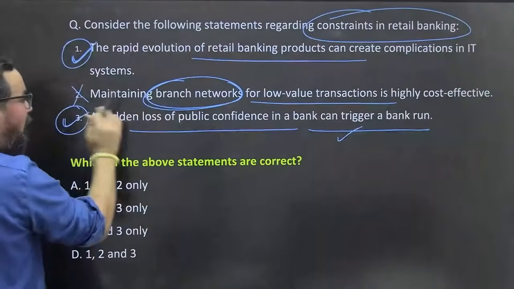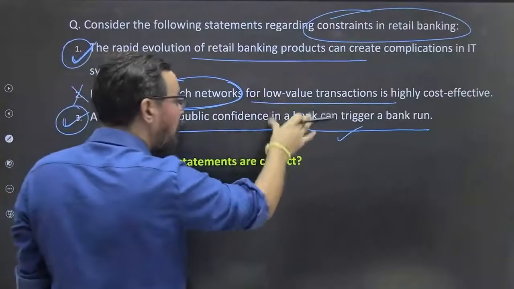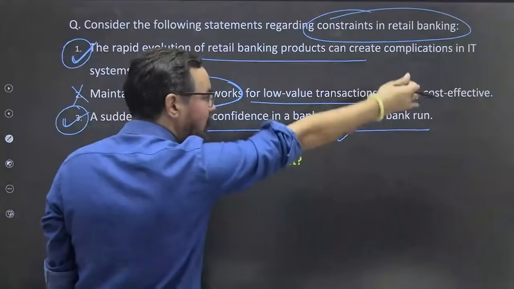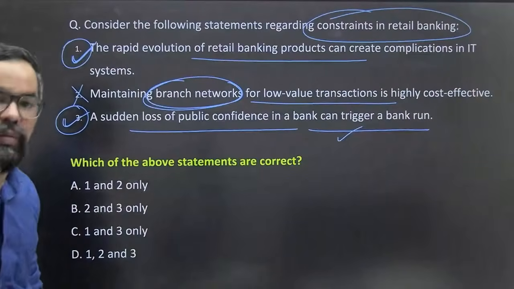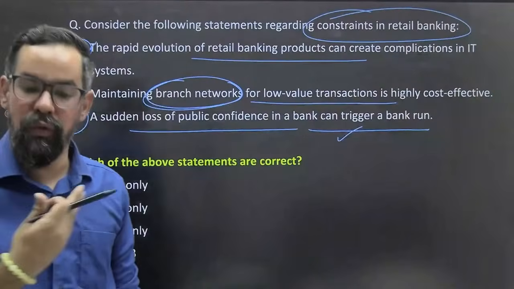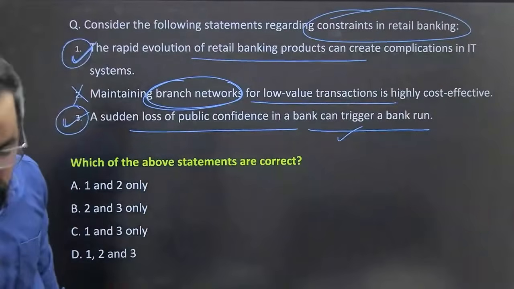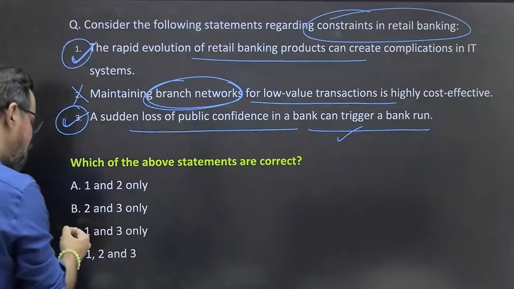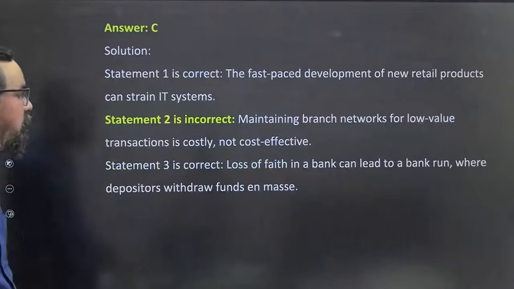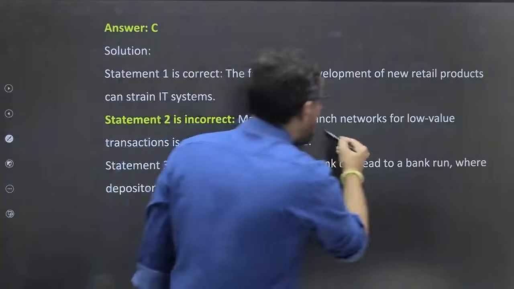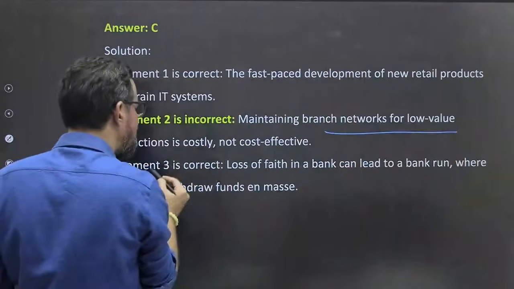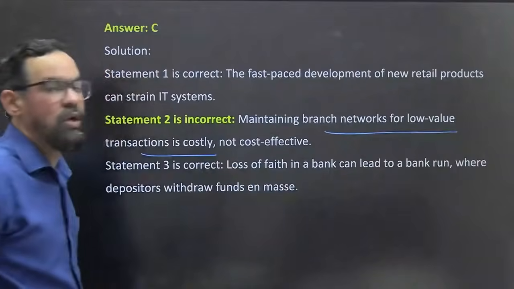So maintaining branch networks for low value transactions is highly cost effective. This statement itself is wrong. When we go for branches, it involves lots of cost. So option C will be the right answer for this one. Very good, guys. Maintaining branch networks for low value transactions is costly, not cost effective, right?